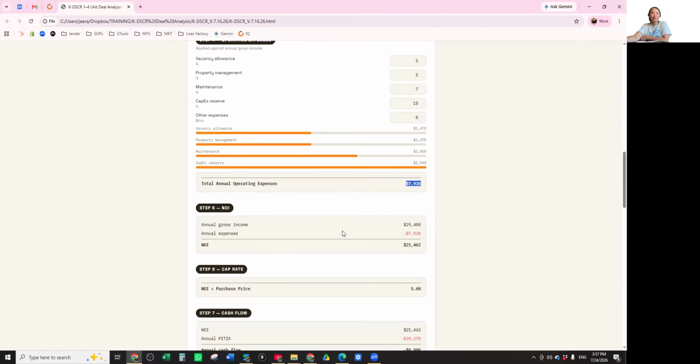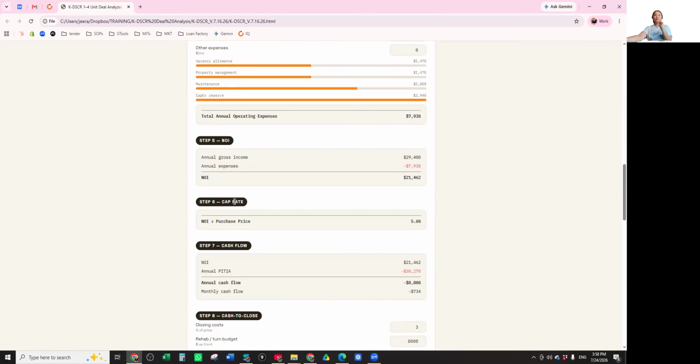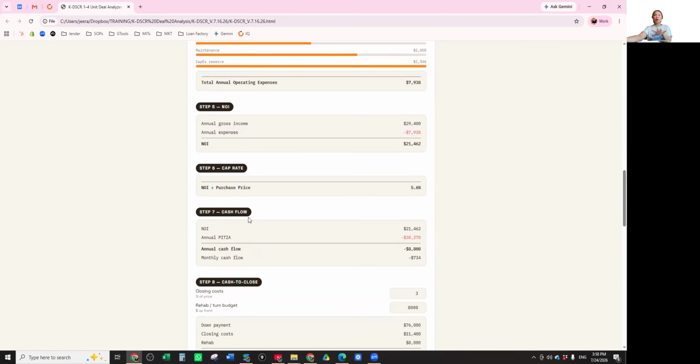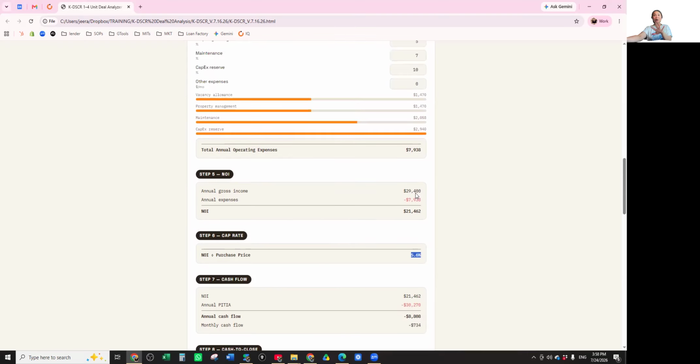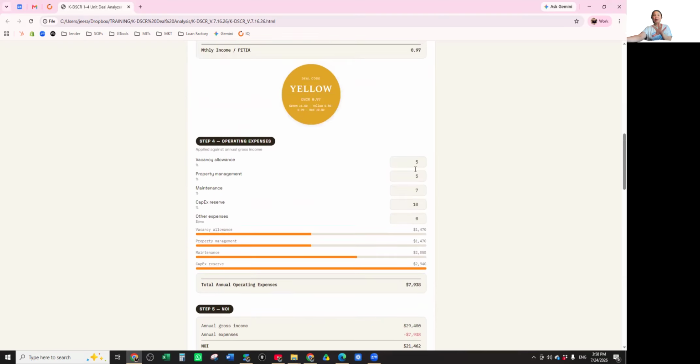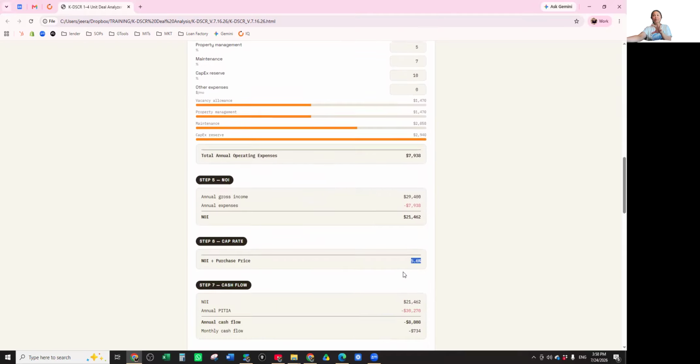7,938. Your NOI, okay, 23,400. At 29,400 annual expenses above here. So your NOI is 21,462. Now the cap rate section, the cash flow. Now your cap rate is automatically populated. You don't really need to put anything in here. All you need is just punch a number out here.